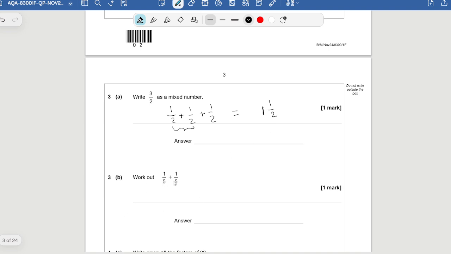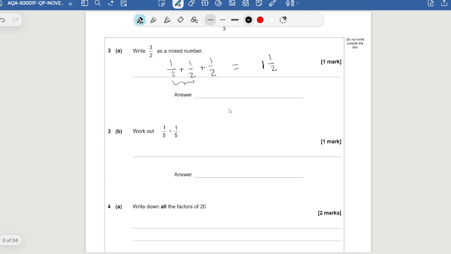Work out 1/5 plus 1/5. So 1/5 added to another 1/5 is 2/5.